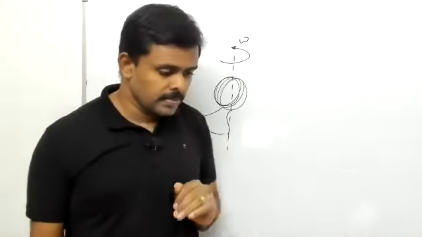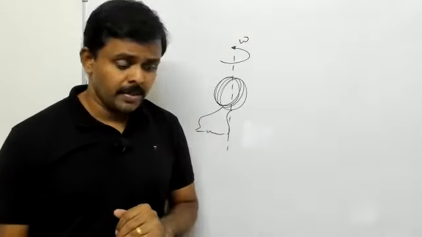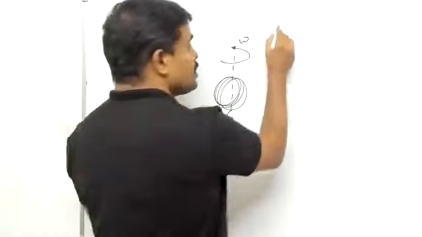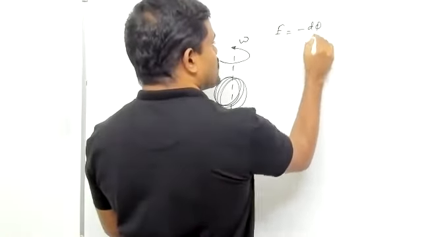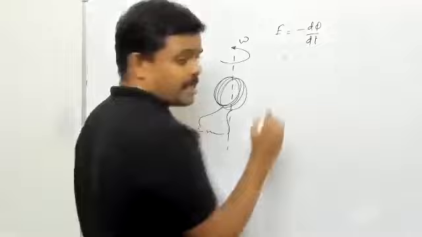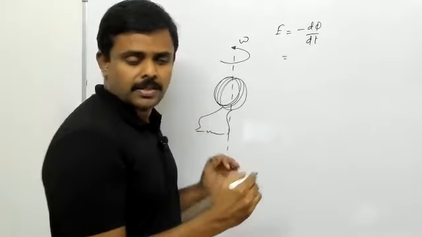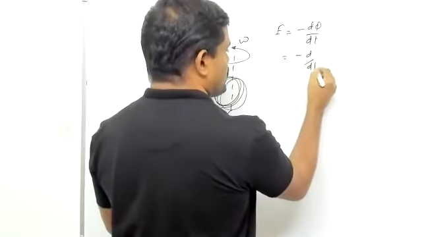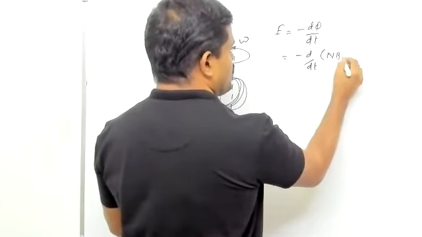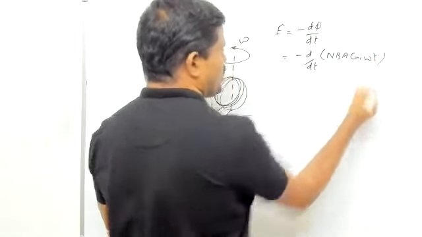And then what? Derive the expression for maximum EMF and power dissipation. How do you find it? EMF is given by minus d phi by dt. You have only Lenz's law. We have just done this. Minus d by dt of what is phi? N B A cos omega t.